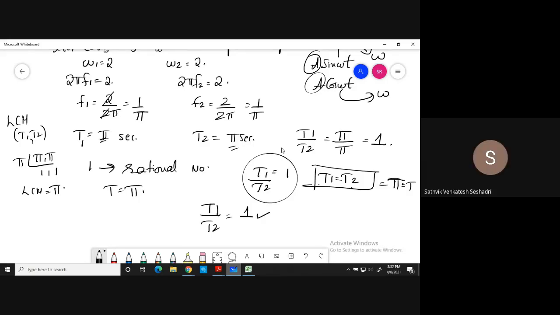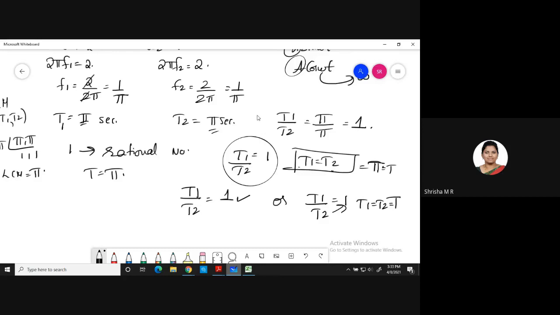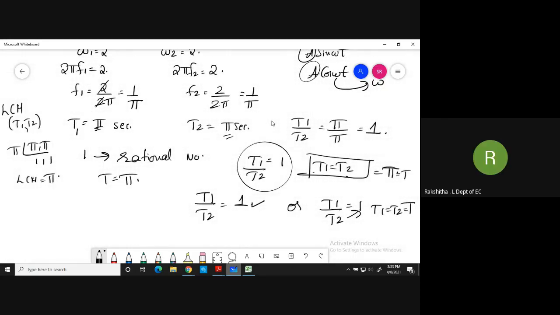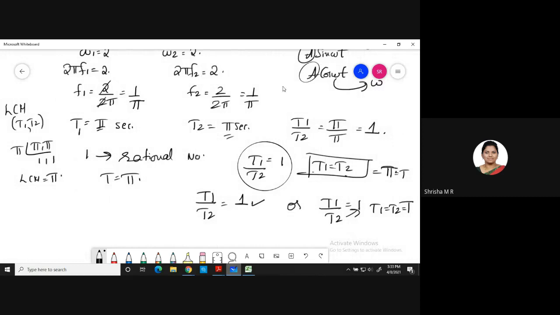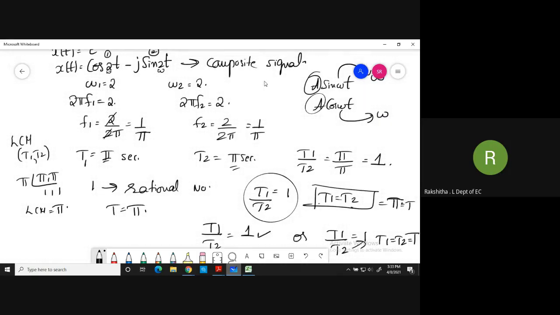So to find the fundamental period, we have to always take the LCM of the two time periods, T1 and T2, or you can also take T1 by T2 is equal to 1, right? So T1 is equal to T2, which is equal to fundamental period T. So what is T1 or T2? It is pi seconds, right? So fundamental period is also pi seconds. Got it? Is it clear, guys?